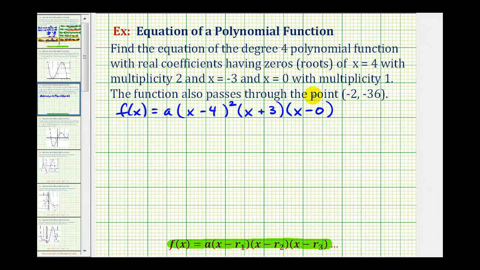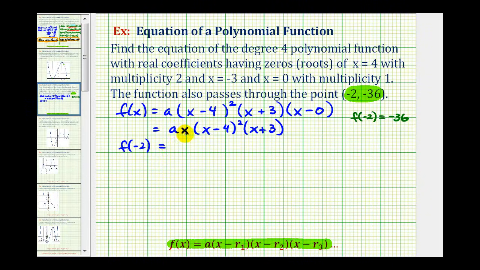x minus 0 is just x, so we can write this as a x times the quantity x minus 4 squared times the quantity x plus 3. Now let's find the value of a, and we can do this using the given point here. If the function contains the point negative 2, negative 36, that means f of negative 2 must equal negative 36. So let's find f of negative 2 by substituting negative 2 for x, and then we'll set this equal to negative 36 to find the value of a.